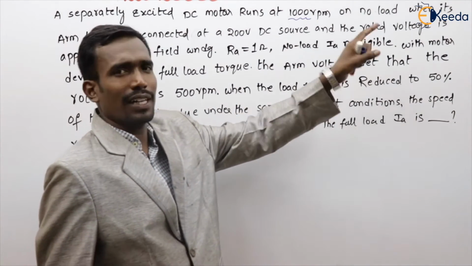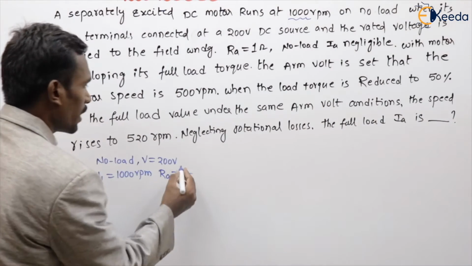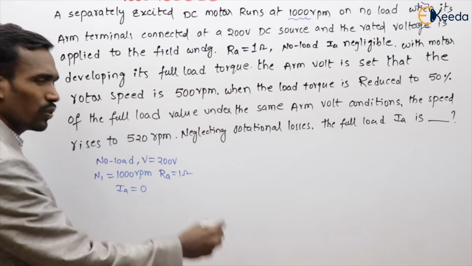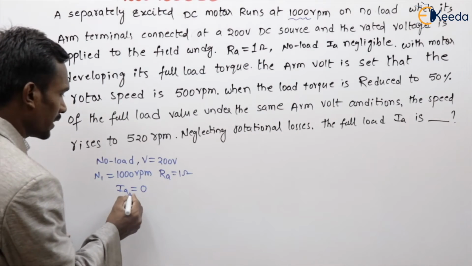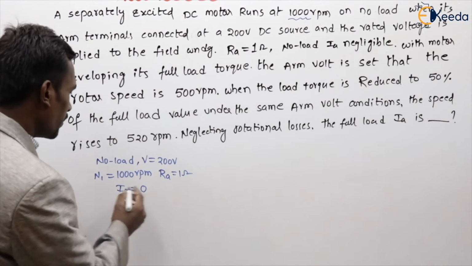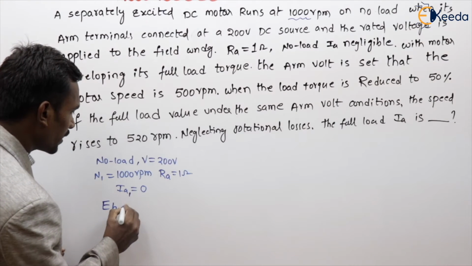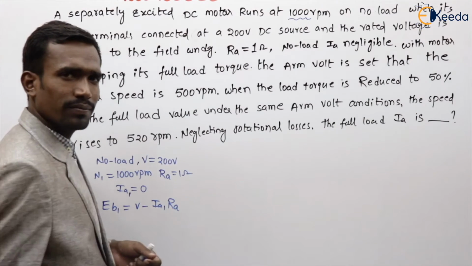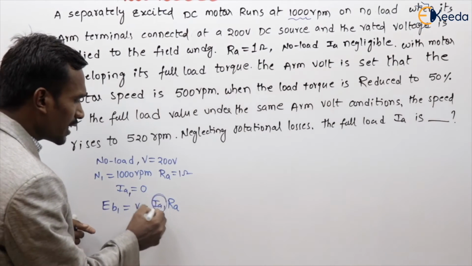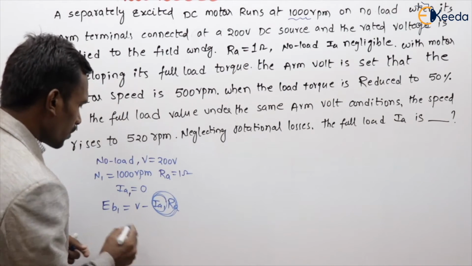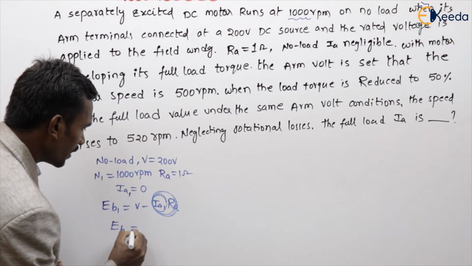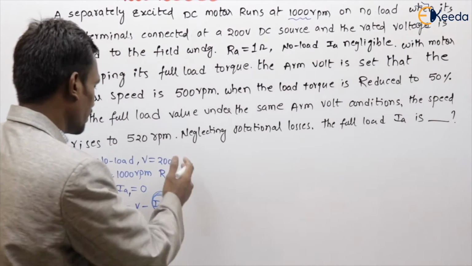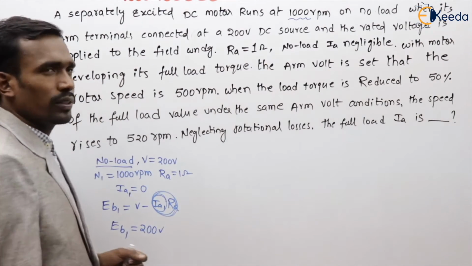No load armature current is negligible. At no load, my armature current is 0. Then tell me what is the formula actually. EB1 is equal to V minus IA1 into RA. They have given that IA1 is 0, so this value is 0. So what is EB1? EB1 is exactly equal to 200 volts. This is at no load.